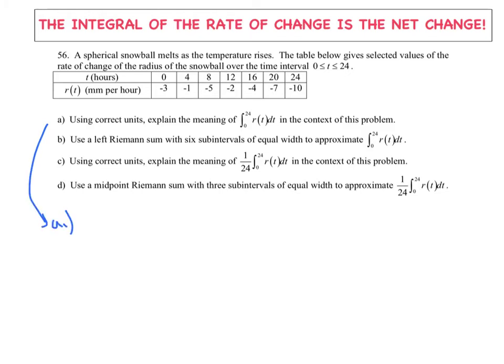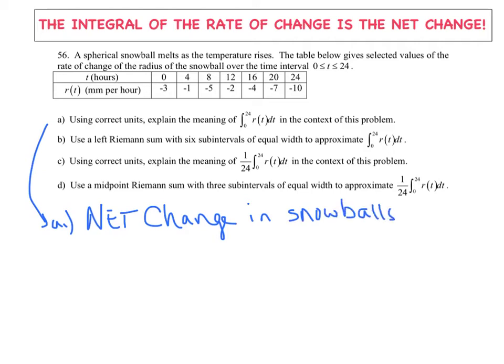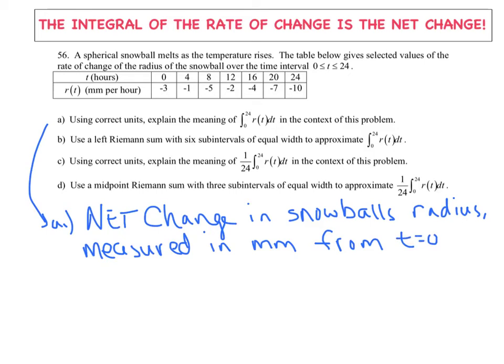I'm going to say it's the net change in the snowball's radius. Measured in what? Measured in plain old millimeters from t equals 0 until t equals 24 hours. So that's a very complete and concise explanation that interprets the meaning of that integral.